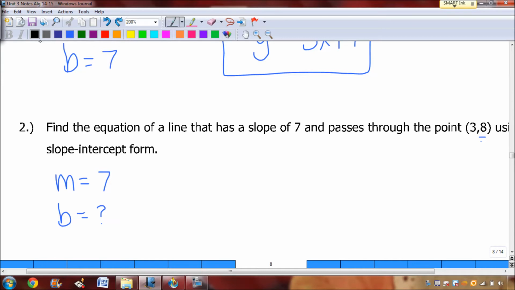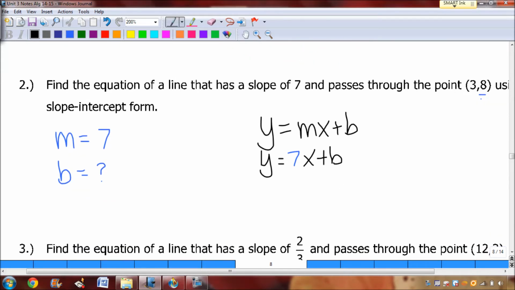Okay, so I'm going to use algebra to figure out my answer. Well, I know the equation of a line is y equals mx plus b. I know what the slope is. It's 7. So I'm going to say y equals 7x plus b. I don't know what the b is, so I can't fill it in. Now, right here, I know that x is 3 and y is 8.